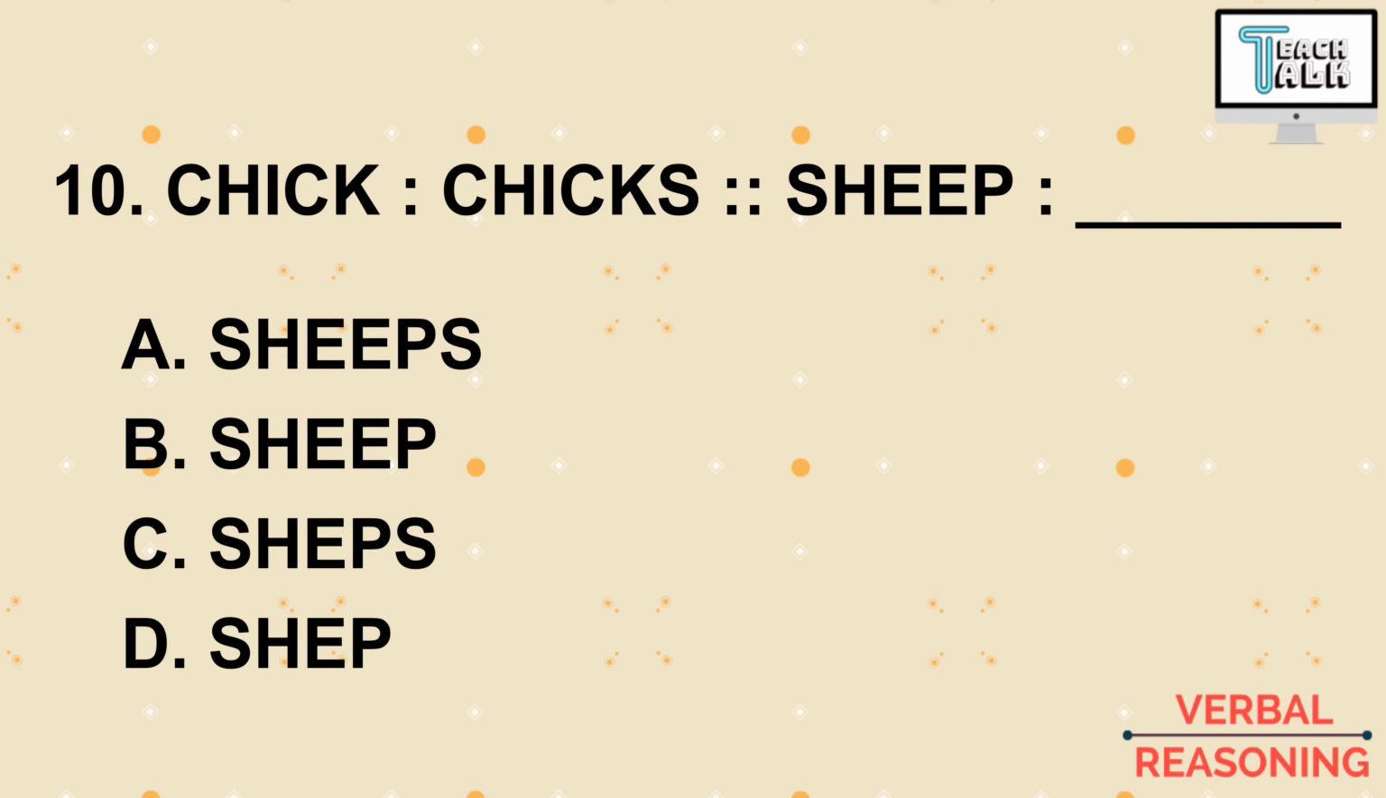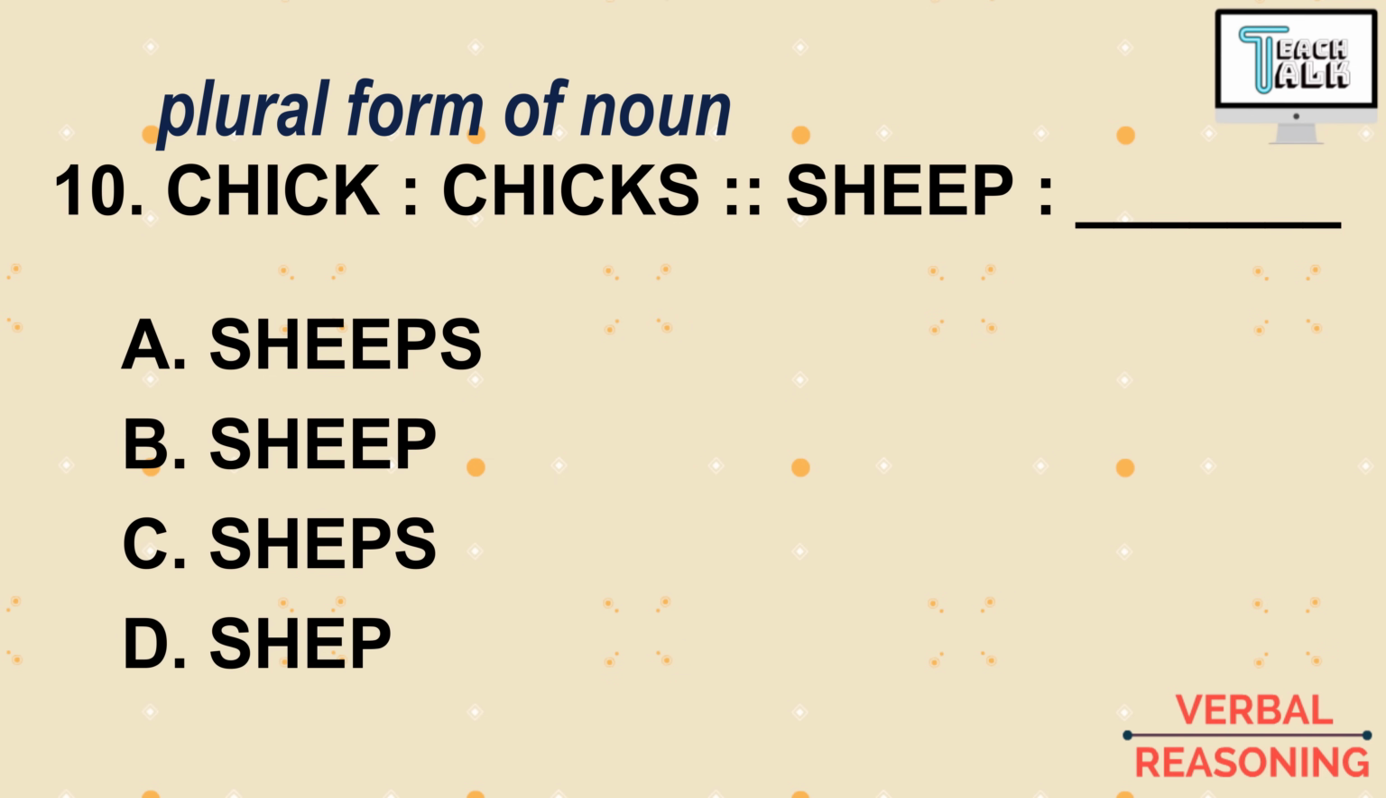Let's analyze the first pair of words, which are chick and chicks. If you just take a look at them, you might notice that the word chicks is just the plural form of the word chick. So the relationship between them is that the second word is the plural form of the first word. If we apply the same thing to the word sheep, what do you think is the plural form of sheep? Some of you may be wrong in this item because we are dealing with an irregular noun.